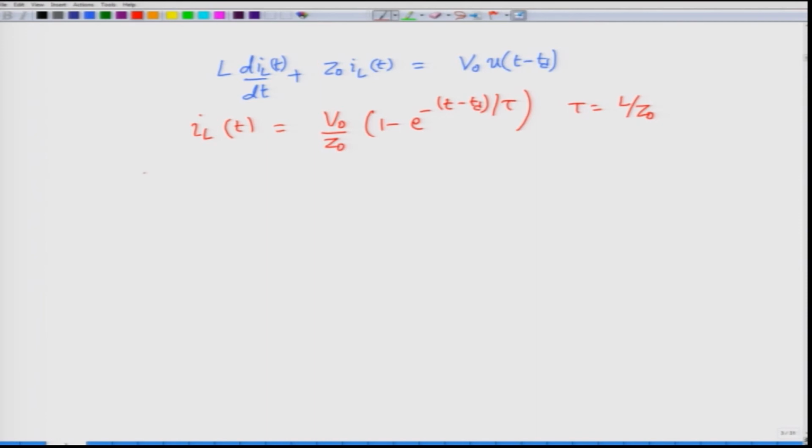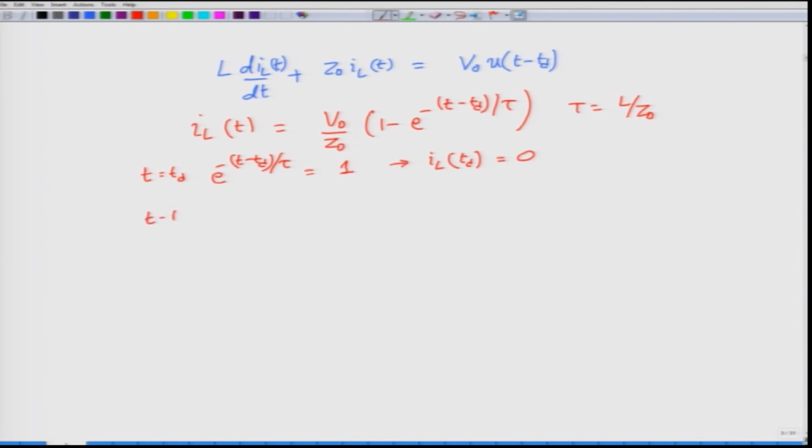Let us evaluate. At t equal to Td, e to the power minus (t minus Td) divided by tau will be equal to 1, because at t equal to Td, e to the power 0 is equal to 1, and therefore IL, just when the step is arriving, will be equal to 0. This clearly is the condition that we want because we had not charged the inductor before.